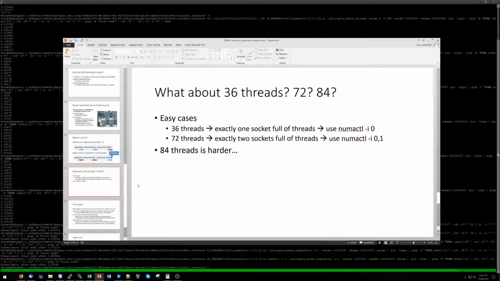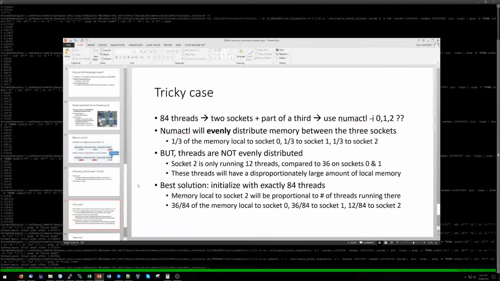With 84 threads, it's a little harder. This is a tricky case because 84 threads is two full sockets of threads, 72 threads, plus 12 more threads. So a third of a third socket, 12 out of 36 threads running on socket 2. So we could use numactl -i 0,1,2. Then numactl will evenly distribute memory between the three sockets. So a third of the memory will be local to socket 0, a third will be local to socket 1, and a third will be local to socket 2.